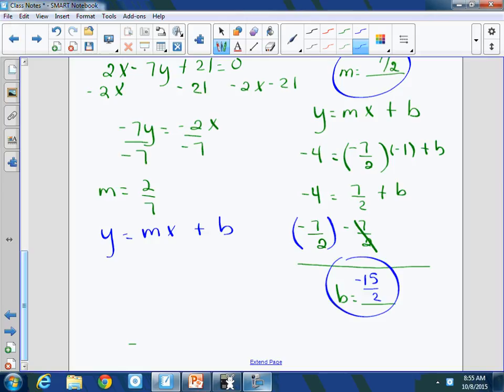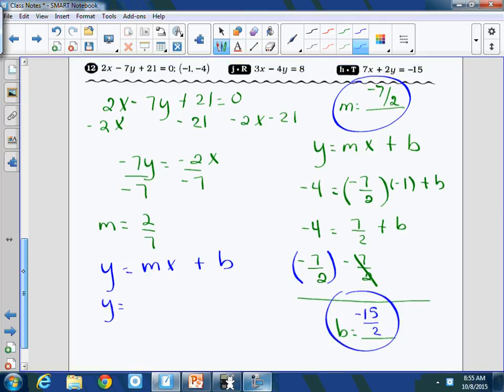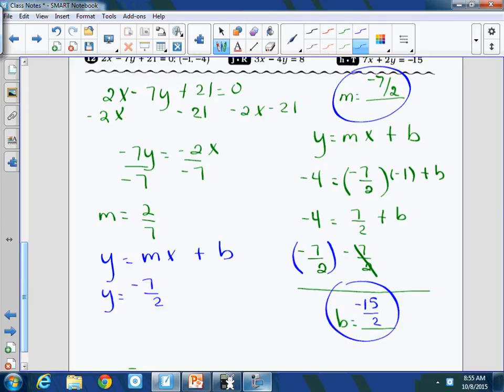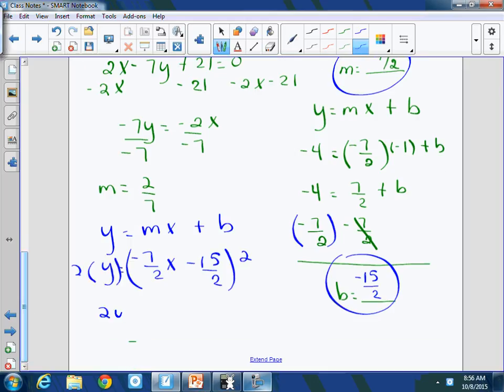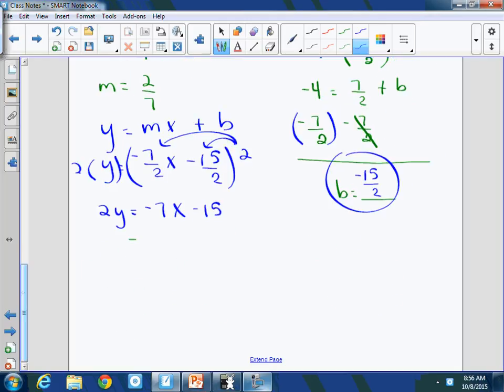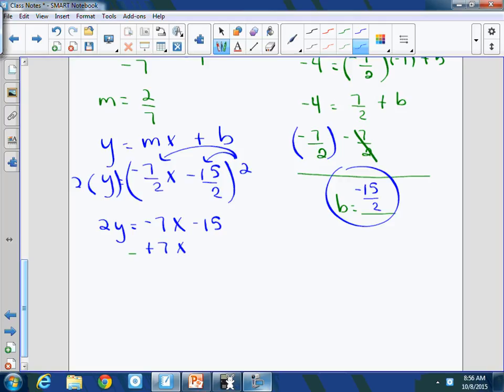Alright, what's the slope? Negative 7/2. Minus 15/2. Look, ding, ding, ding. And that's how I know that I'm walking in the right way, because the denominators are the same. That's a good hint that you're doing it correctly. Now I'm going to multiply by 2, because I cannot have any of those dangling 2s in there. So that would be 2y equals, distribute, don't forget the negative, negative 7x. And then distribute again, minus 15. And then plus 7x.